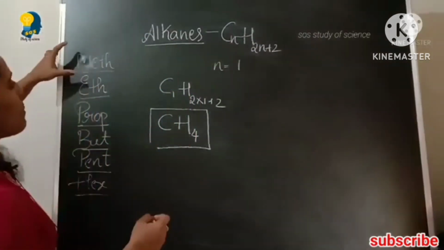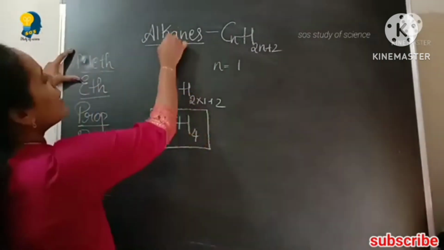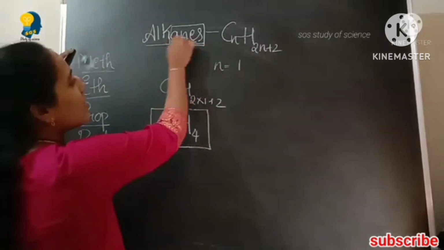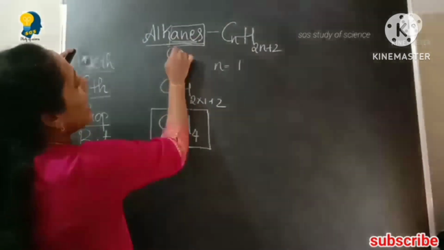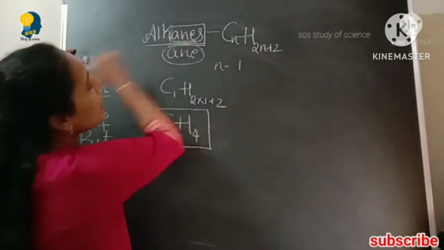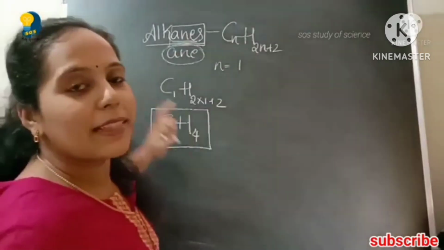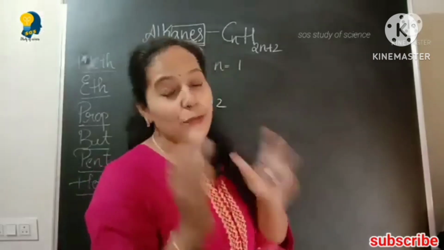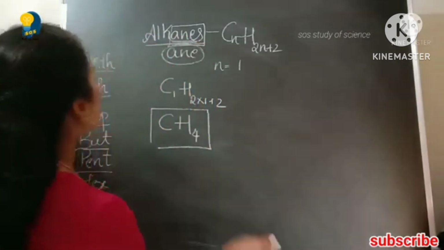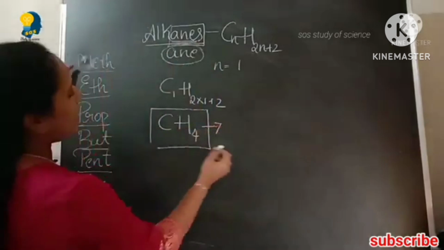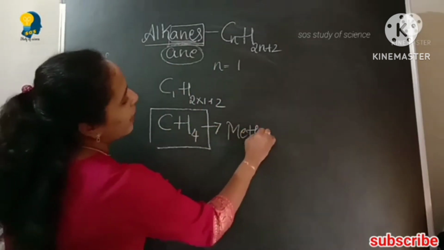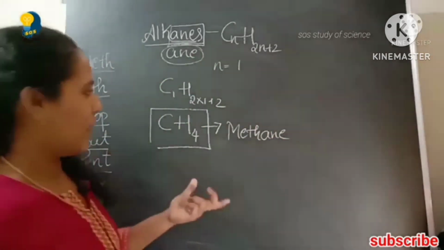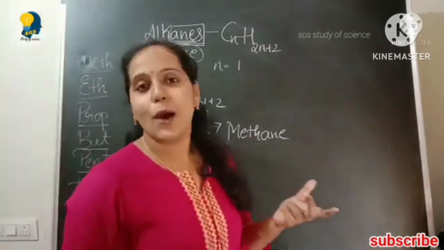See, as I told you, the first member is a meth, and our saturated hydrocarbon is ending with ane. Whenever it is alkane, there will be ane at the end. Ane is the one thing that you can remember, whether it is alkane, alkene or alkyne. Whenever it is ane, it is going to be alkane. So now the first member is going to be meth, and the ane is combining with this, so the name is methane. Okay, methane is the first member of alkane.